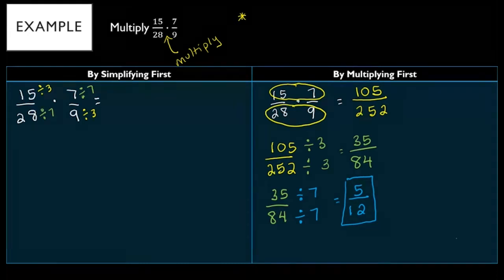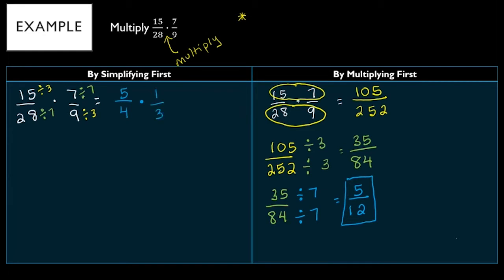When I do this, this is going to give me a new fraction, basically. These are going to be reduced fractions. So I got 15 divided by 3, which is 5. 28 divided by 7, which is 4. Multiply by, then 7 divided by 7 is 1.